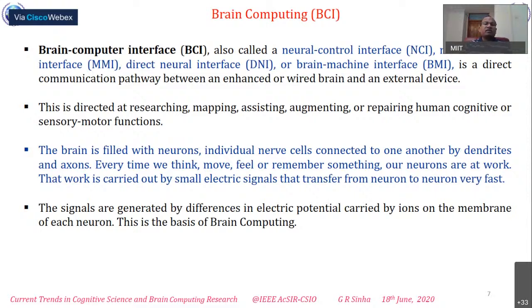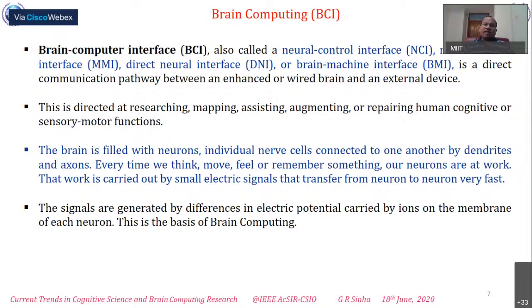The brain is filled with neurons. As we know, the brain combines millions or rather billions of neurons, and all of them are connected one to another with the help of dendrites and axons. How the brain generates an electrical signal or electrical activity is because there are excitements inside each neuron. How an electrical pattern is generated will be covered in subsequent slides.